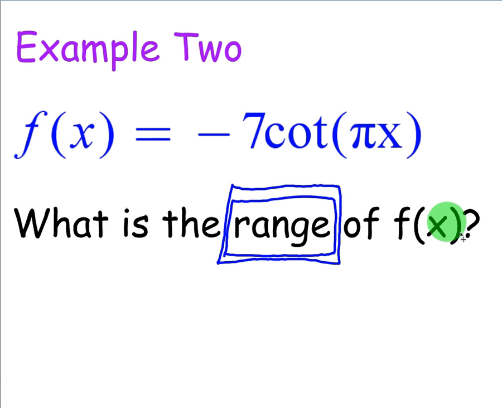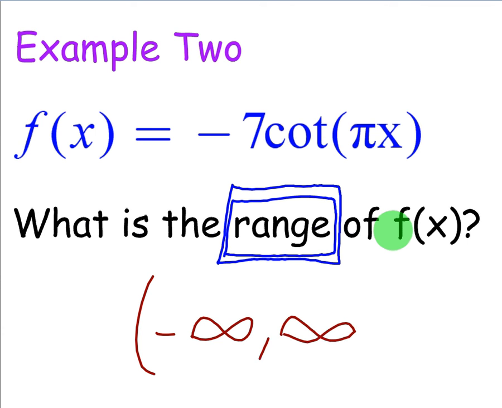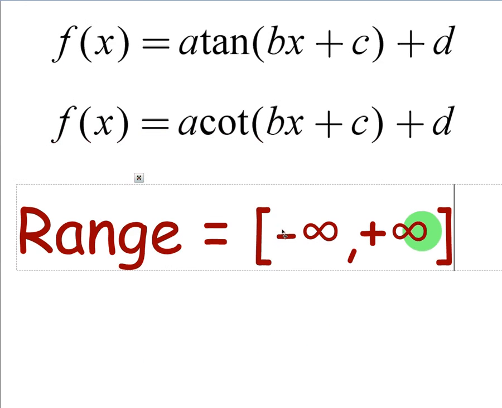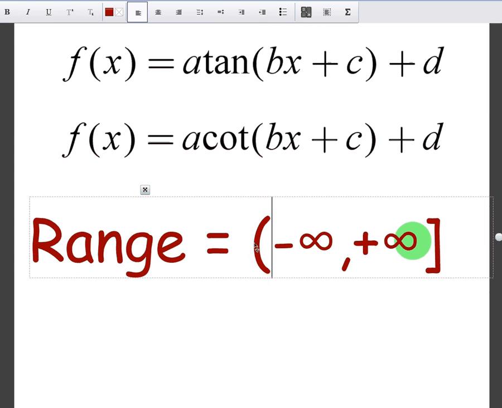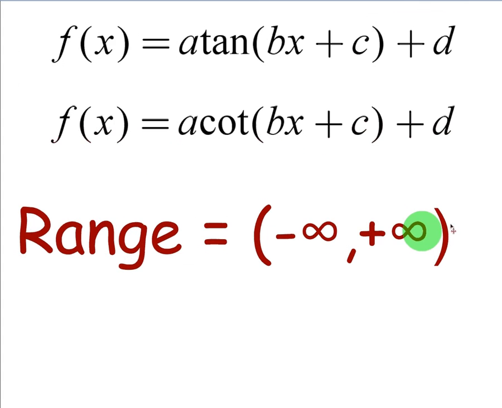What is the range of f of x? Well, again, for any cotangent and tangent function, it's always going to be negative infinity to infinity. So final answer, parentheses, negative infinity to infinity. And this reminds me to fix my mistake that I made. I am a human and I do make mistakes. These should be parentheses. I was so used to my sine and cosine lesson that I kept thinking brackets.